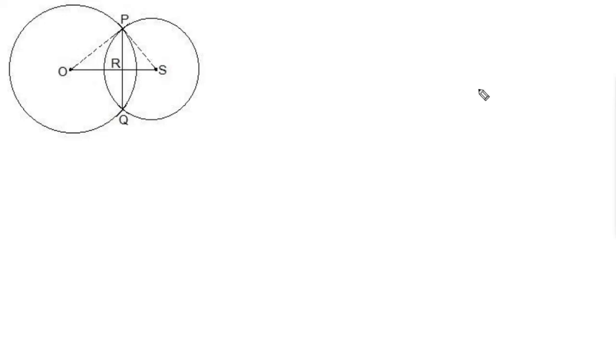So look, here what we will do? First we will construct one thing: join OQ and QS. After joining this, we will move to the solution stage.